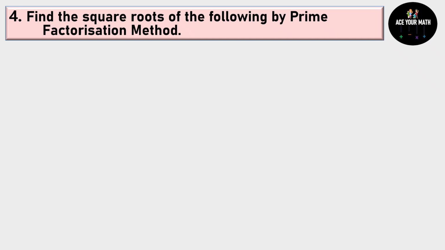Now we will start solving question number 4. Find the square roots of the following by the prime factorization method. I have covered the prime factorization method in detail in my previous video. In this method, you make prime factors of the given number. So the first question arises: what are prime numbers? Prime numbers are those which are divisible only by themselves or by 1. Okay, so we will see this method again by taking the first question.